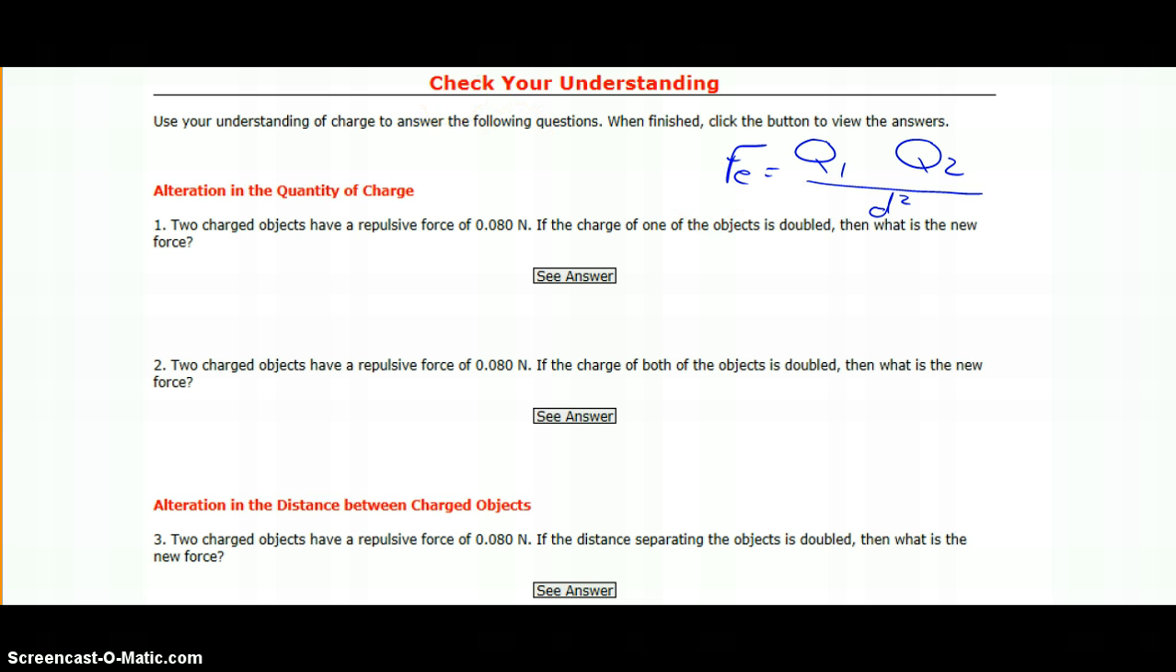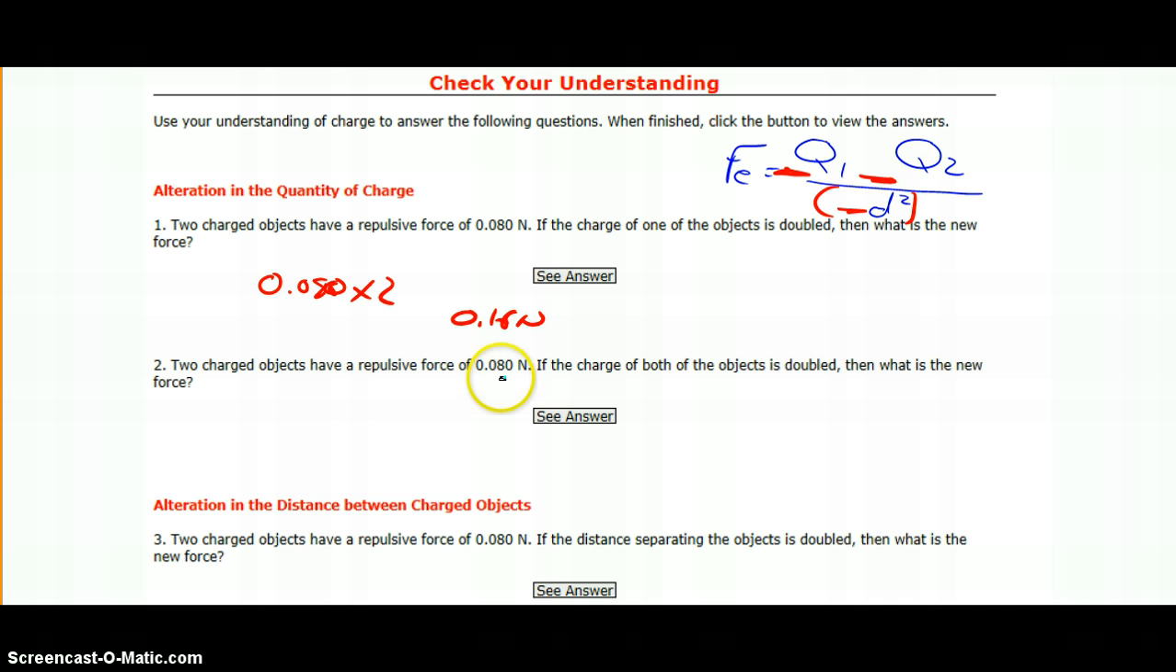Now, if you change any of these values, keep in mind if you put a number in front of any of these, if it's the distance, you have to square that number. If it's these two charges, you're going to have to multiply the effects of those numbers. Okay, so in this one, we're starting off at 0.080 newtons. Now, if we double one object's charge, that'll put a 2 in front of that. Then the overall impact is essentially going to be to double that force, so it's going to be 0.16 newtons.